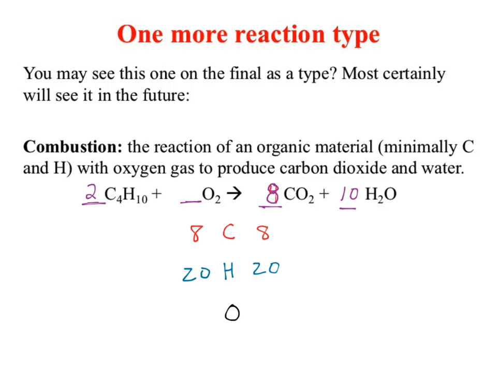Okay, oxygen's on the left. Currently just 2. Oxygen's on the right. Well, there's 16 because 8 in the 2 plus 10, which gets me 26. Is 26 an even number? Yes, that's convenient because now I can make the 2 into a 26 by doing what? By putting a 13 in front. And that 2 now becomes 26.